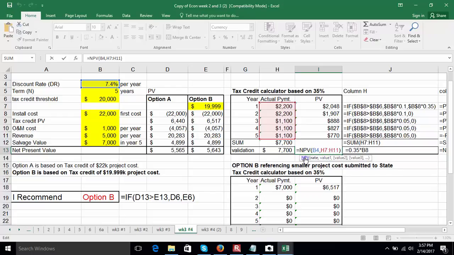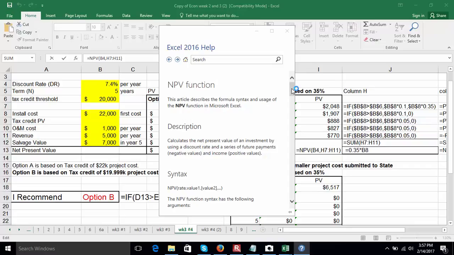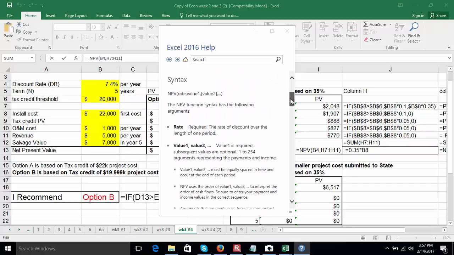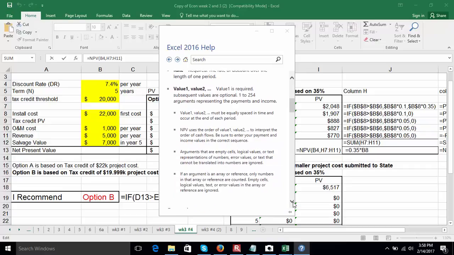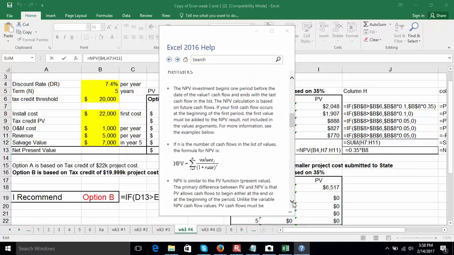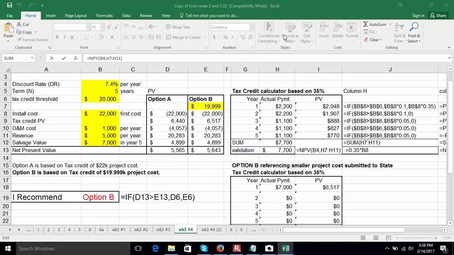So let's look up NPV really quick, because that's different. Net present value, instead of just having a single annuity, the annuities are different. Each year's a little bit different. So net present value is similar to the present value. The primary difference is that PV cash flows begin either at the end or the beginning of the period. Unlike the variable NPV cash values, PVs must be constant. So NPV can be not constant. That's why we can see those. Okay, so that's where that comes from.